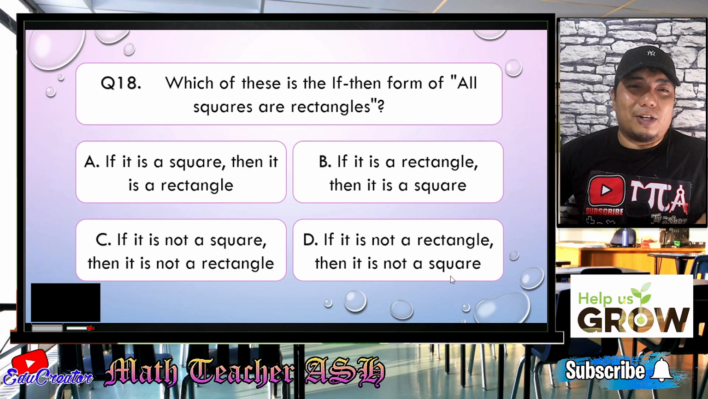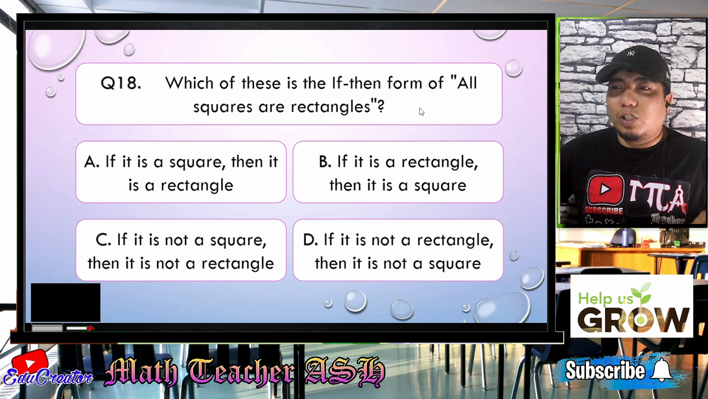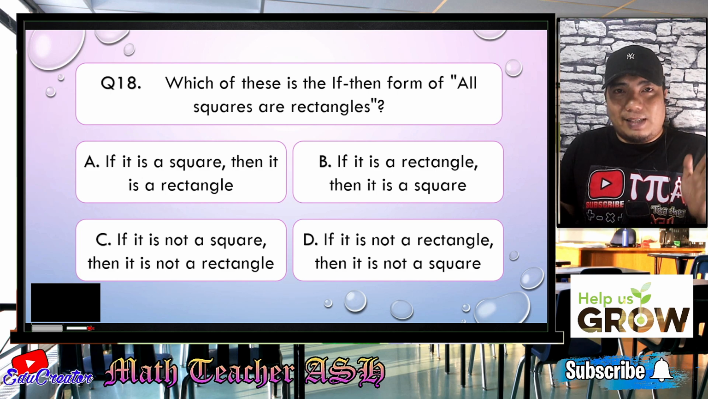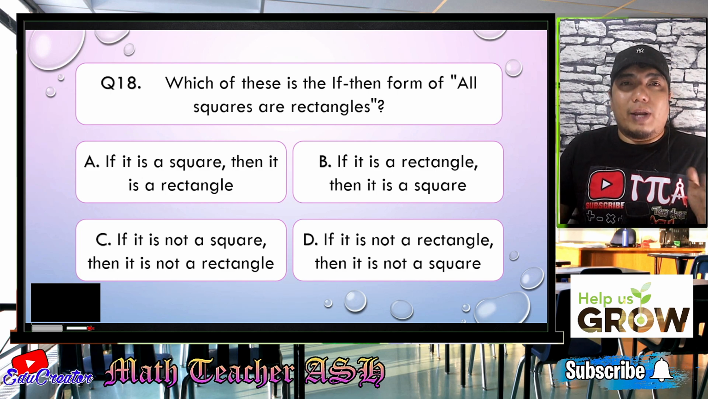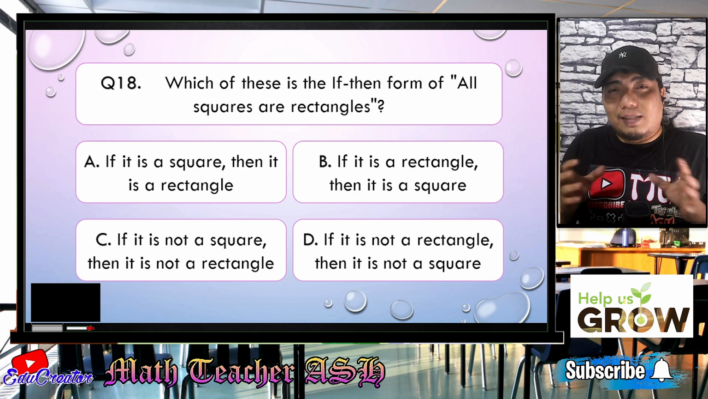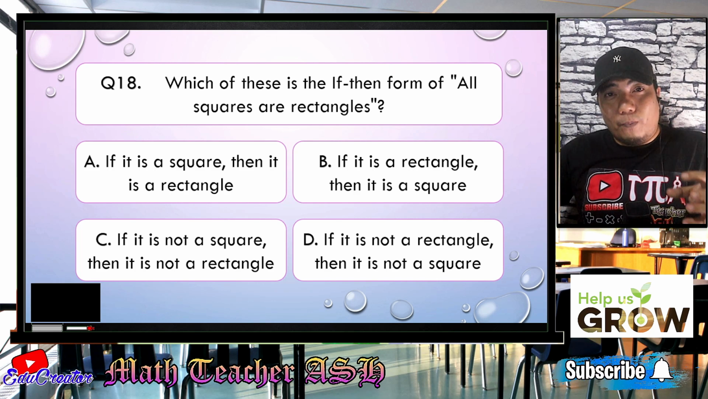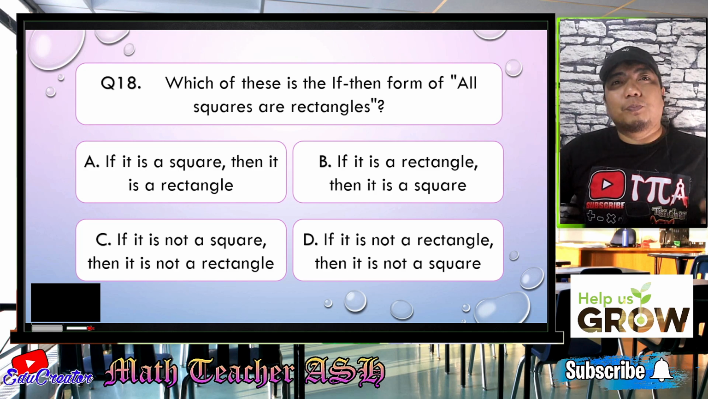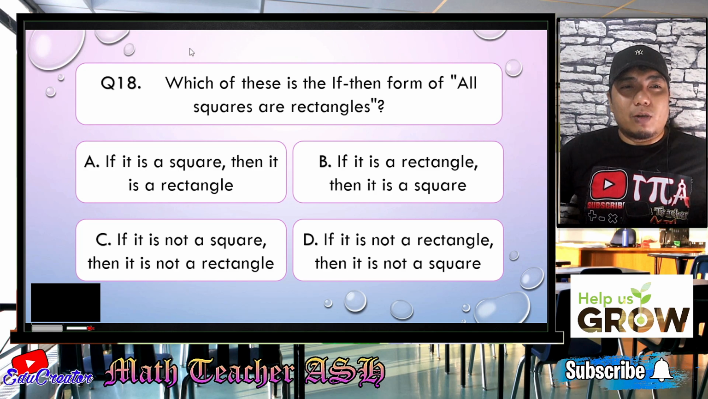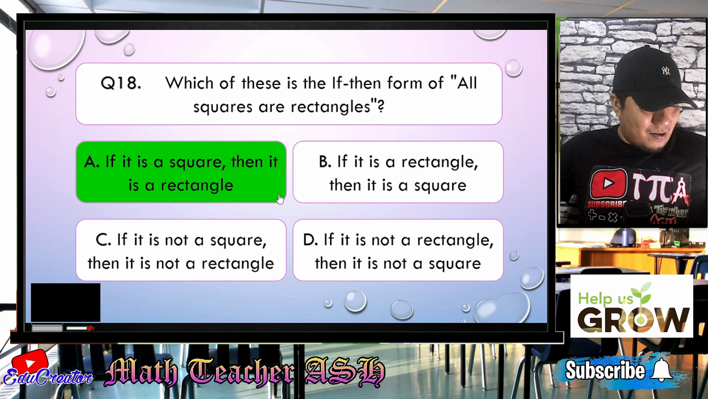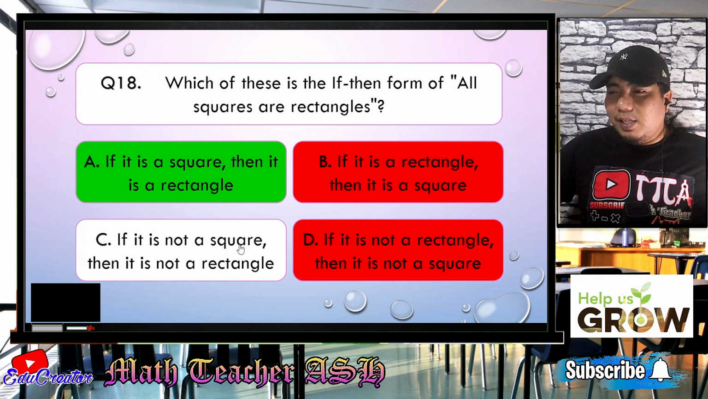All right, my dear math learners. The statement given here is all squares are rectangles. So the first part, all squares, will be our if statement. And then rectangles is basically the concluding part, so that would be our conclusion. Therefore, if we want to transform this statement into if-then form, we could say, if it is a square, then it is a rectangle. All right, so that is letter A. Easy, right? Very easy, my dear math learners.